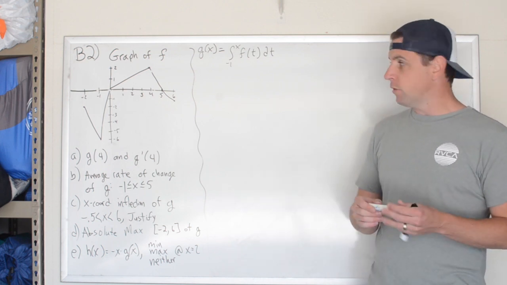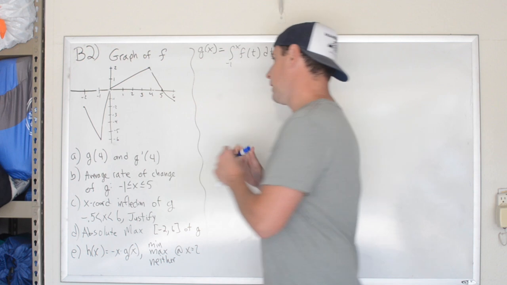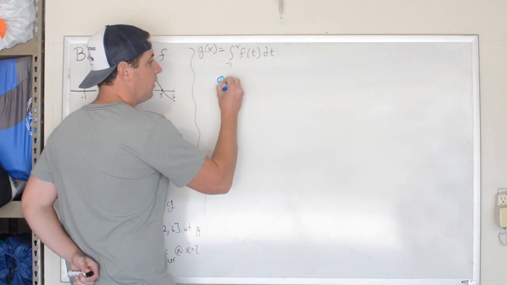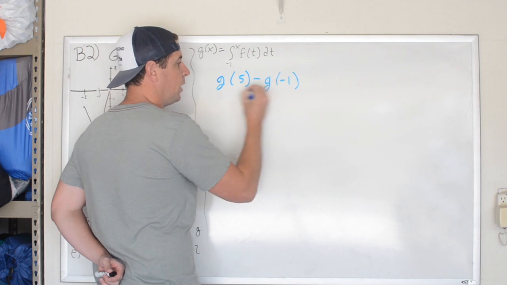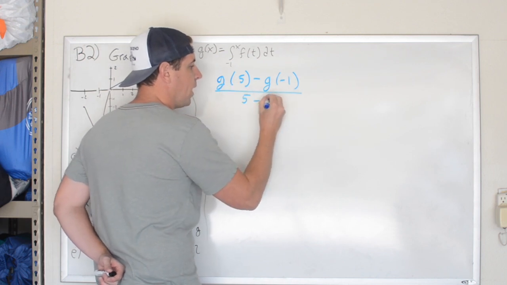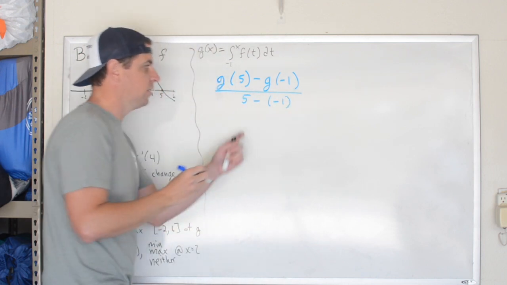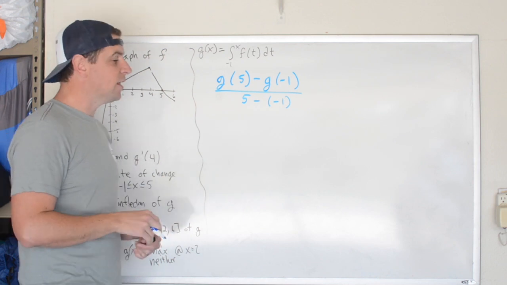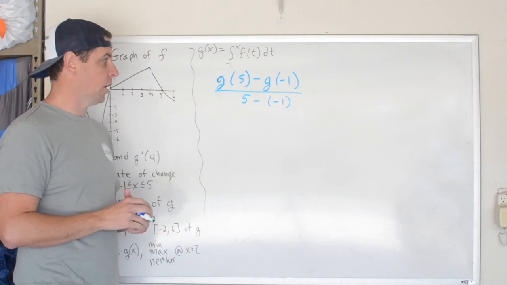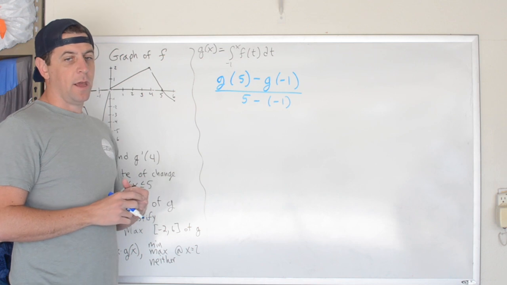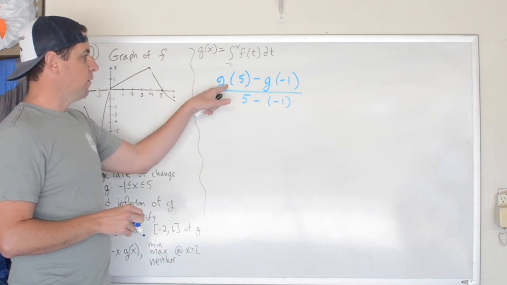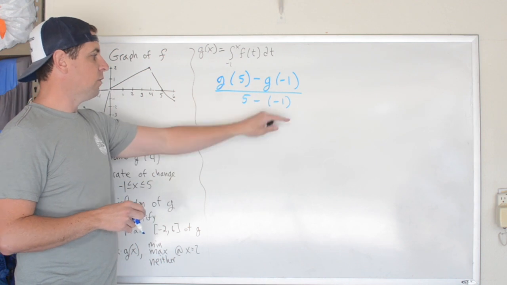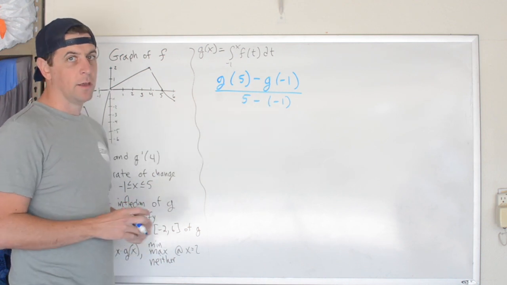Remember, the average rate of change for that is g of 5 minus g of -1, divided by 5 minus -1. This is essentially the slope of the secant line, which is the average rate of change. This problem is actually pretty fundamental. We're going to find g of 5 and g of -1, subtract these numbers, and get our answer.